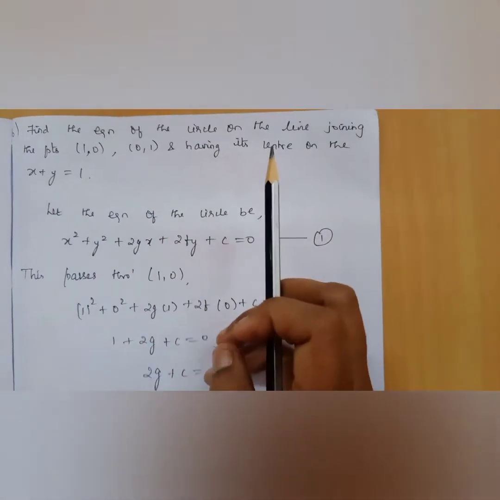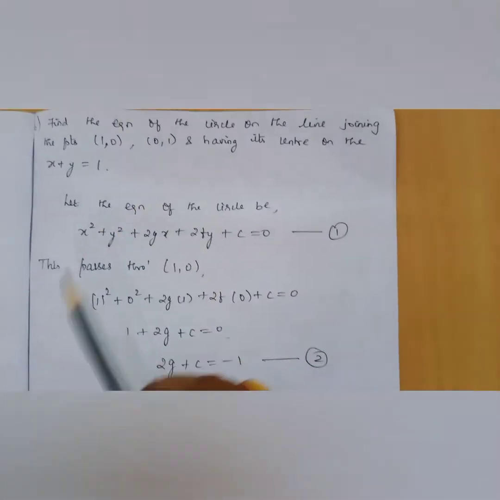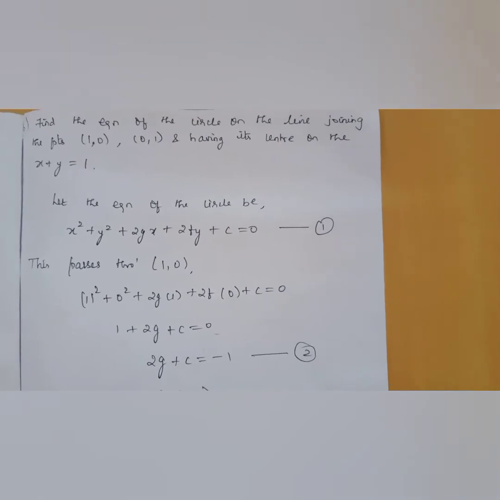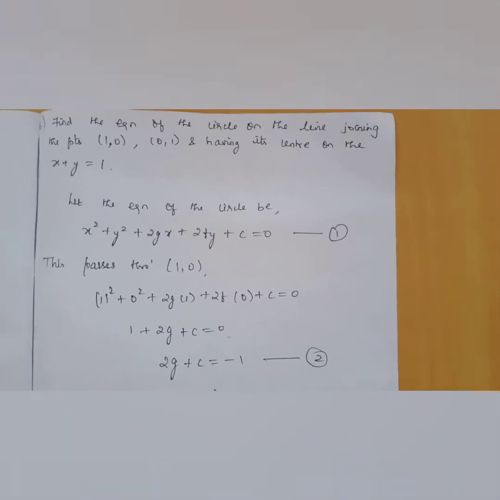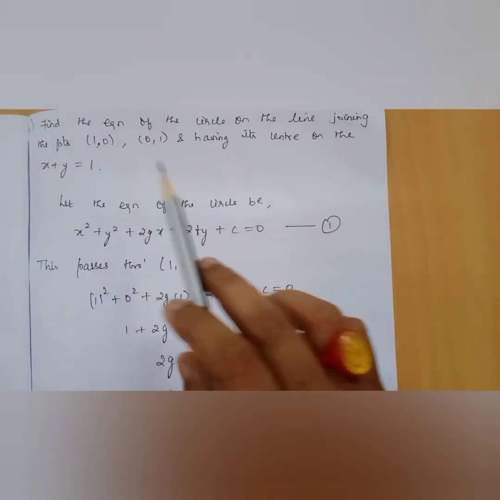So now we will see one more sum of a similar method but a little twisted. Find the equation of the circle on the line joining the points (1, 0), (0, 1). See, in the previous sum 3 points were given, so it was easy for us to substitute point-wise, get the equations, solve them, and we arrived at the equation. Here only 2 points are given.